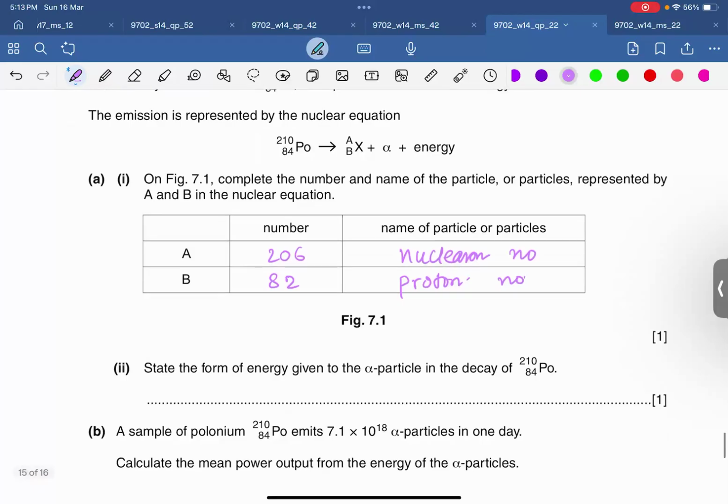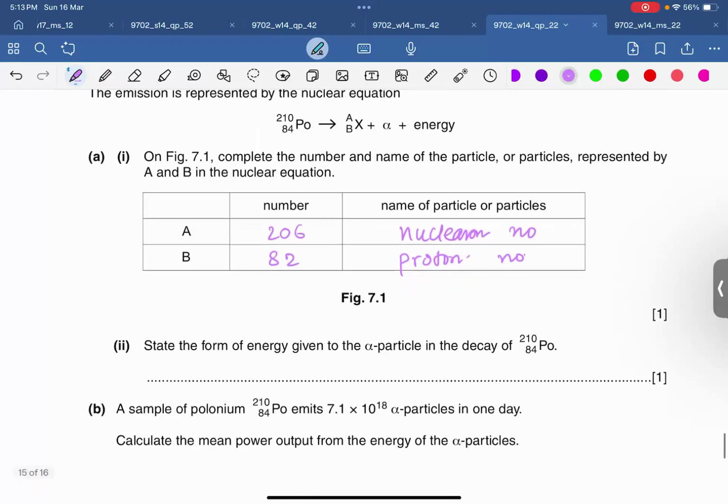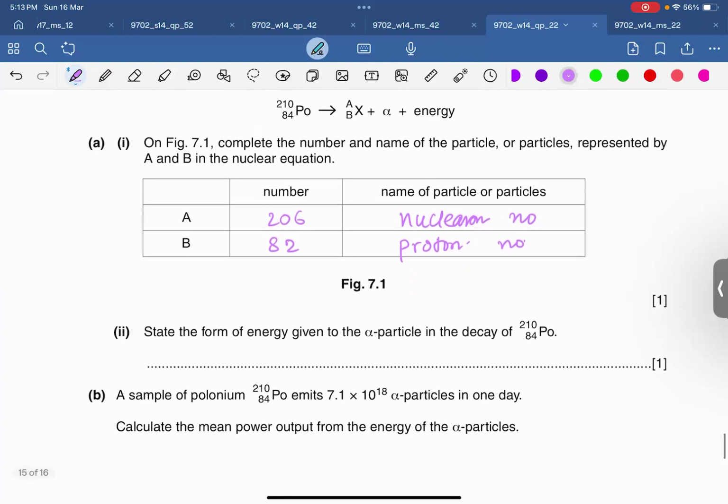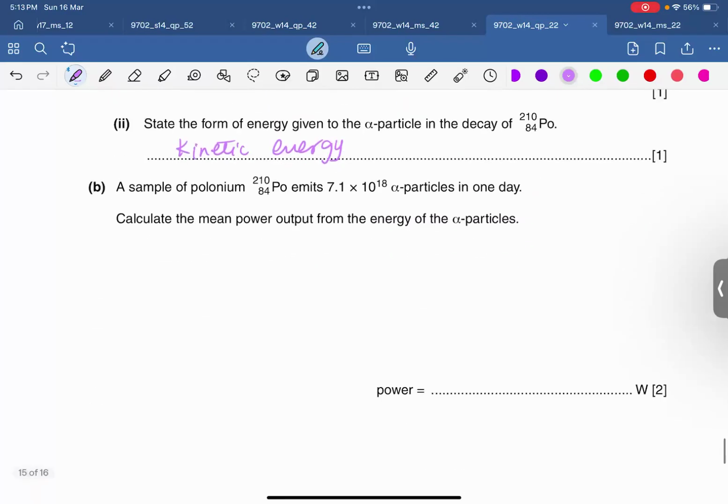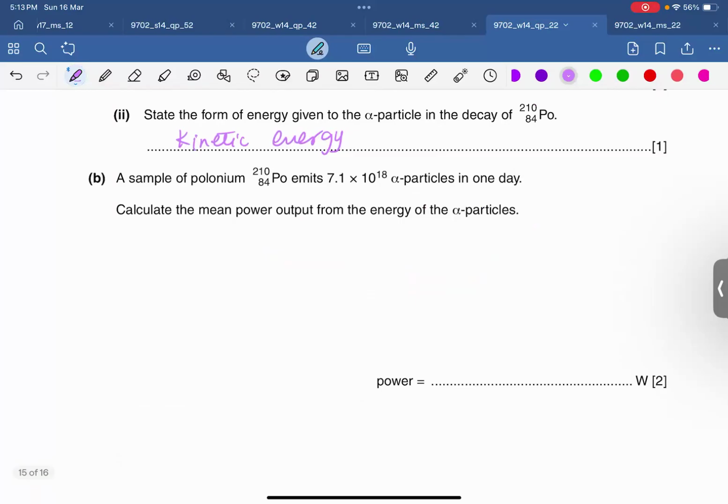State the form of energy given to the alpha particle in the decay. Kinetic energy, it will start moving, right? So it won't be nuclear energy. Nuclear energy is just for the decays, right? And after decay, when it starts moving, it will have kinetic energy. All of the energy is in the form of kinetic, right?